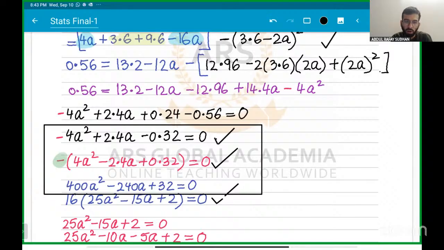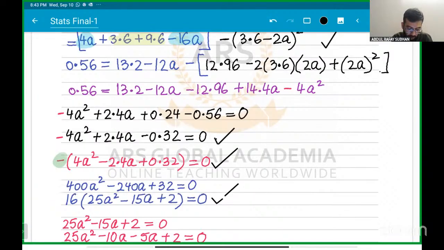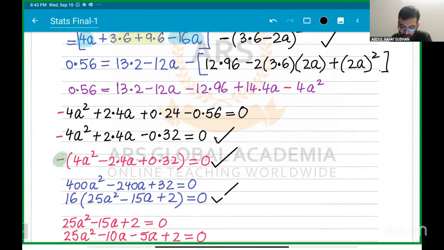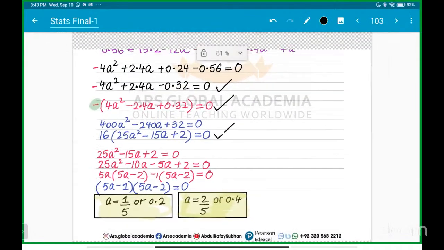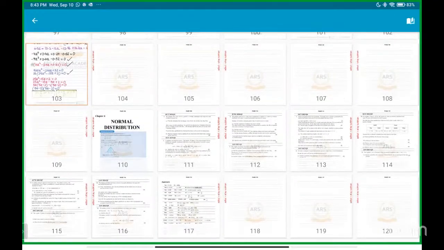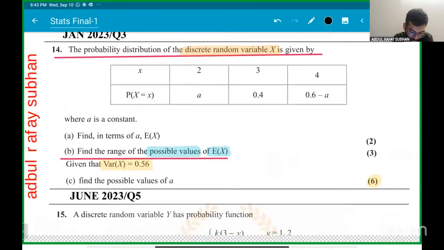You could have easily used the quadratic formula directly here, by saying the B value is minus 2.4, the A value is negative 4, the C value is negative 0.9. You could have taken those values, but I prefer to do the factorization. So that's how question number 14, January 2023, is done.